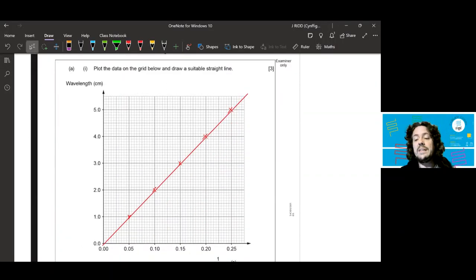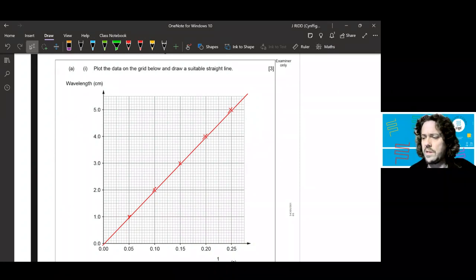Part A: plot the data on the grid below and draw a suitable straight line. The good news is, if you can plot graphs, then you're going to be picking up some easy marks, whether it's biology, chemistry, or physics. It's such a crucial skill in science because there are 3 marks on this paper, could be 4 marks on another paper, and it all really starts to add up. So you don't want to miss any of those marks.